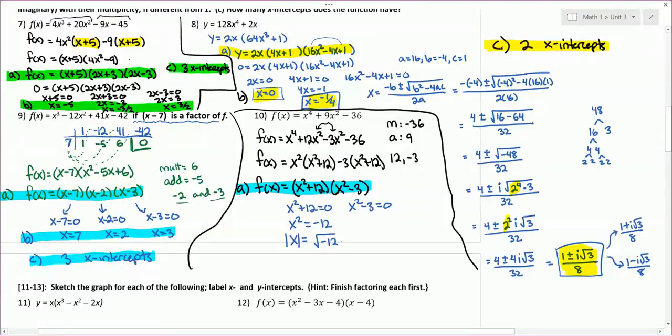Remember the square root of a negative, that's when you get the imaginary number. And 12 is 3 times 2 times 2. We got a pair of 2's, so we can have 2 square root 3. That i comes from the negative, so the absolute value of x equals 2i square root 3. And then we can split this into x equals positive 2i root 3 and x equals negative 2i root 3.